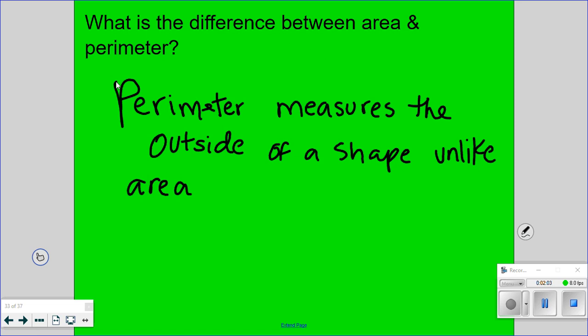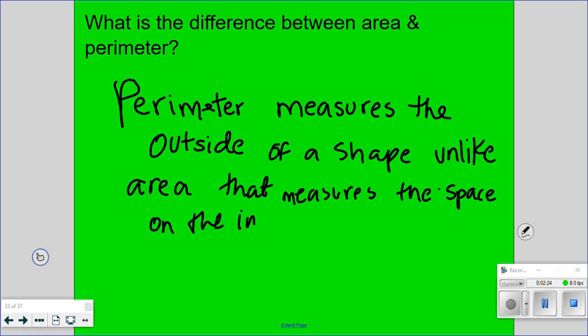It measures the inside of the shape. It measures the space on the inside. Unlike area, that measures the space on the inside of a shape.